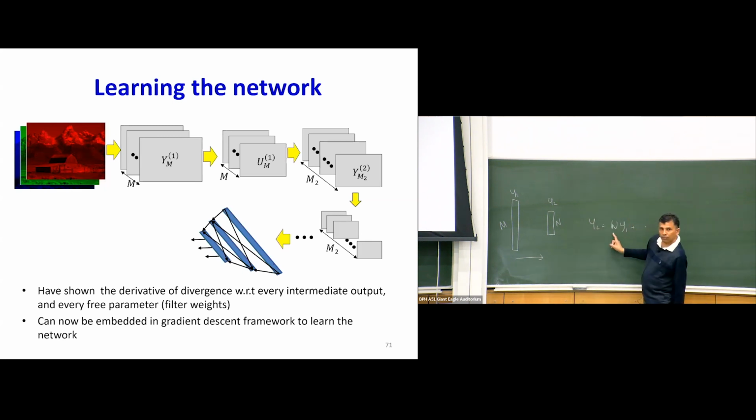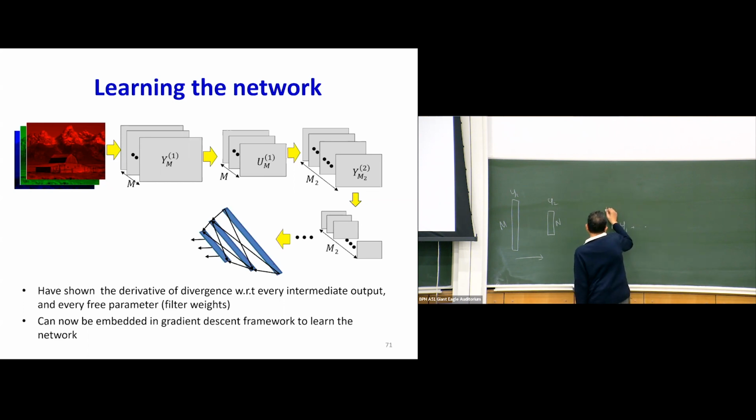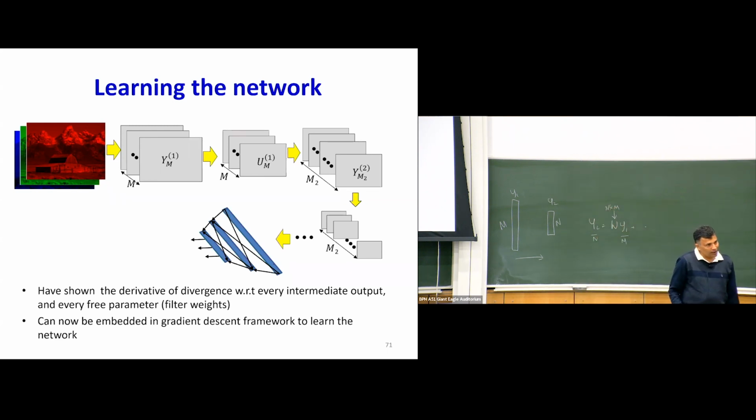What is the size of W going to be over here? This has got to be N cross M, correct? Because you want the output to be size N and the input is size M. So this is going to be size M, this is going to be size N, so W has got to be N cross M. This is going forward. When you're going backward, what are we doing?